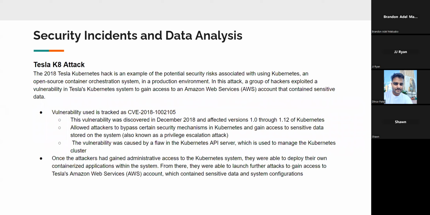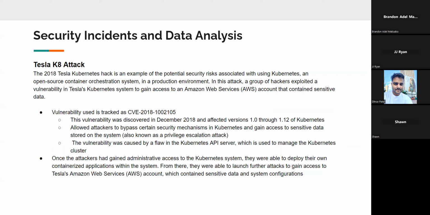Thanks, JJ. So we're going to be looking at some of the hacks that we discovered through our research. One of our biggest hacks was the Tesla Kubernetes attack. In 2018, this attack occurred. That's an example of a potential security risk associated with K8s, an open source container orchestration system, in a production environment. In this attack, a group of hackers exploited a vulnerability in Tesla's K8s system to gain access to an Amazon Web Service account that contained sensitive data.